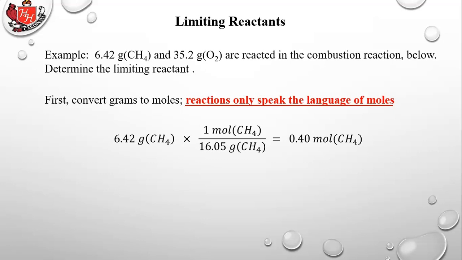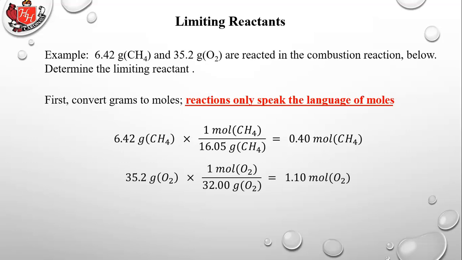There it is. You need grams of CH4 to cancel out, which they do, and moles of CH4 to appear in the final answer. So 6.42 grams of CH4 is equal to 0.4 moles of CH4. For oxygen, we have 35.2 grams of O2. There's the molar mass conversion for O2, so what you have is 1.10 moles of O2. Those are the two numbers we're going to use in the chemical reaction: 0.4 moles CH4, 1.10 moles of O2.